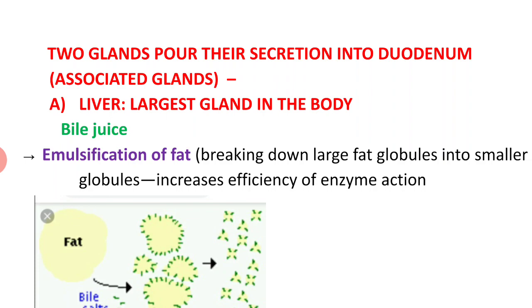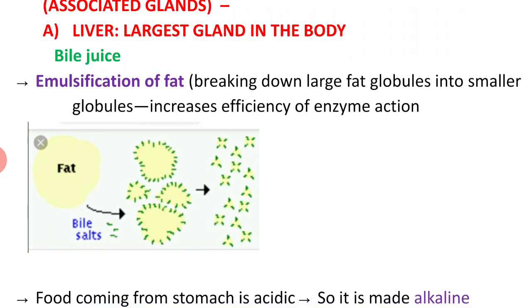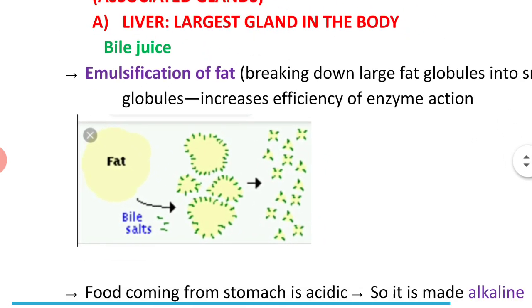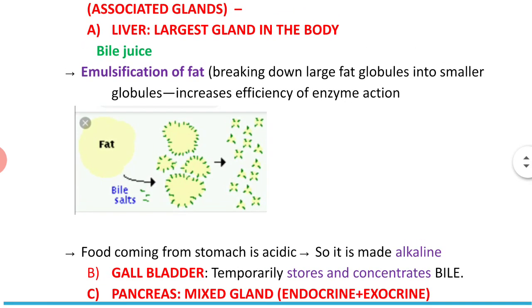Liver is the largest gland in the body, and liver secretes bile juice. Bile is not an enzyme, and its function is emulsification of fat. Now, what is emulsification? Emulsification means breaking down large fat globules into smaller globules to increase the efficiency of enzyme action. So whatever fat is present in our diet, whatever fat we are taking in, butter, ghee, oil, that fat will be broken down into smaller globules by the action of bile salts. And when smaller globules are there, it increases the efficiency of the enzyme. So the function of bile is emulsification of fat.